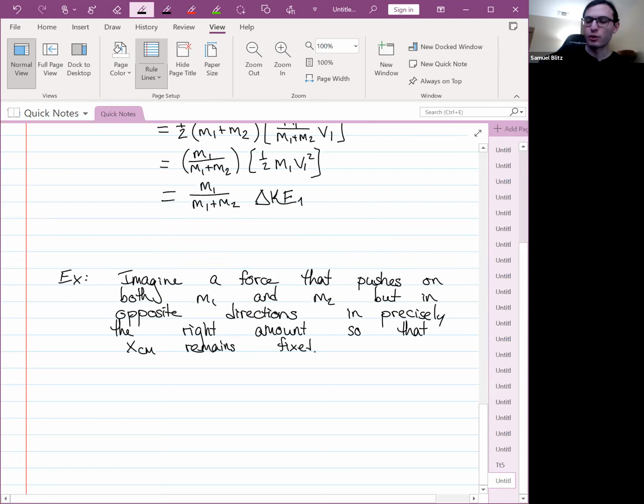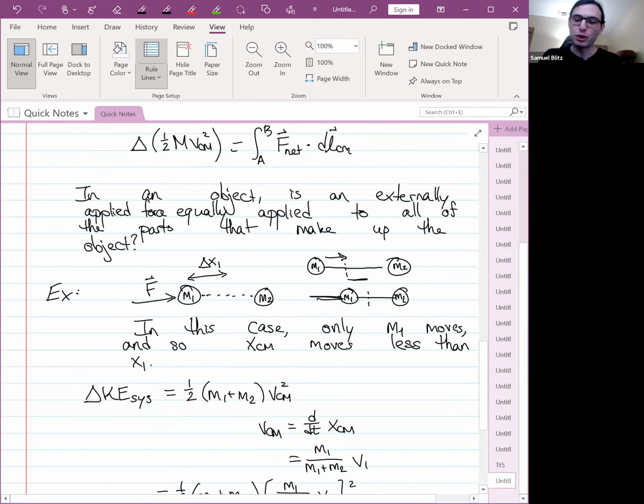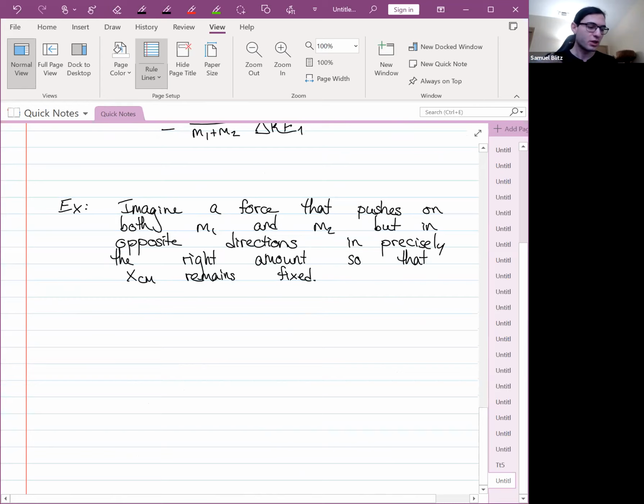So the picture here would be, you're pushing on this one maybe a little bit harder than you're pushing on this one. And so M1 doesn't move as far as M2, but the center of mass is closer to M1. So the whole thing just remains in the same place, the center of mass. In that case, we know that the change in kinetic energy of the system is 0. The reason we know that's true is because the center of mass doesn't have any velocity. It started off at velocity 0, it ended at velocity 0 because we decided that the center of mass position is fixed. And so the system's kinetic energy is 0.